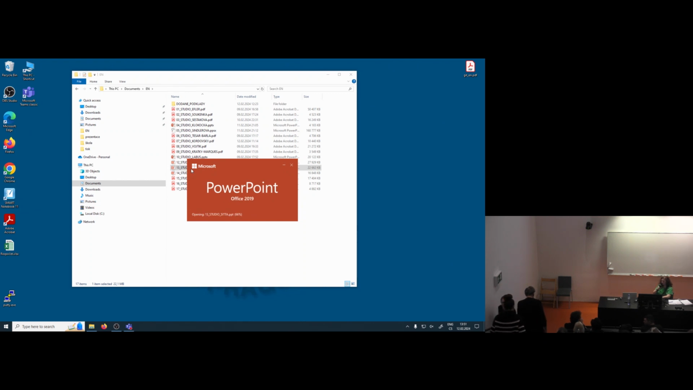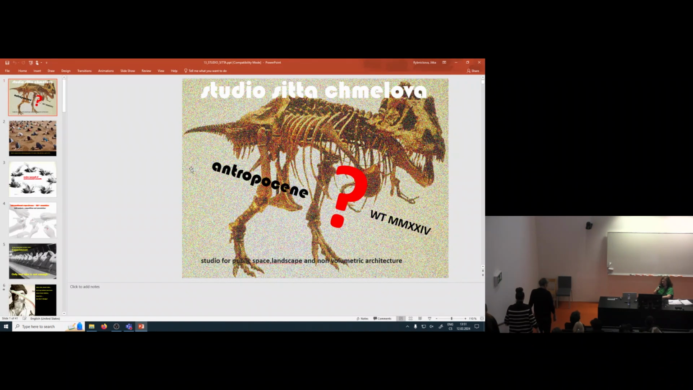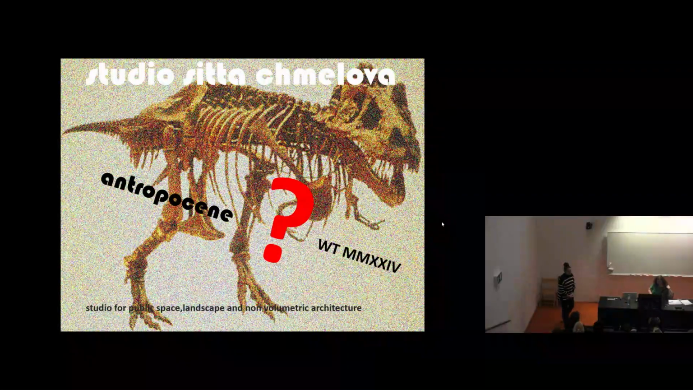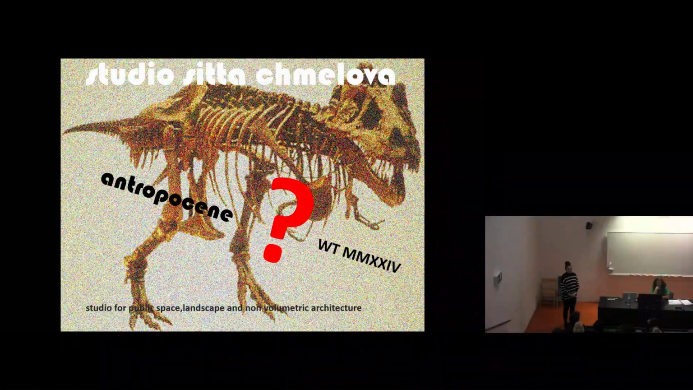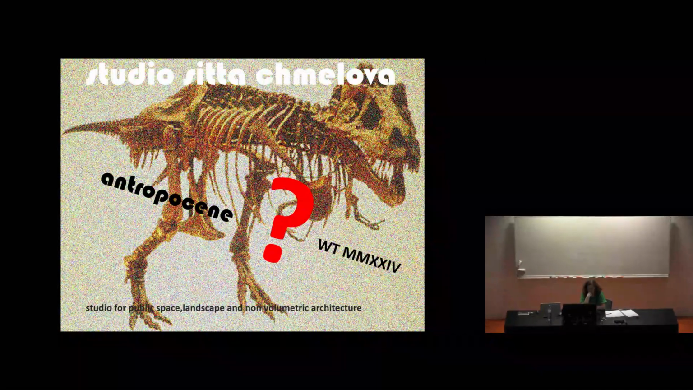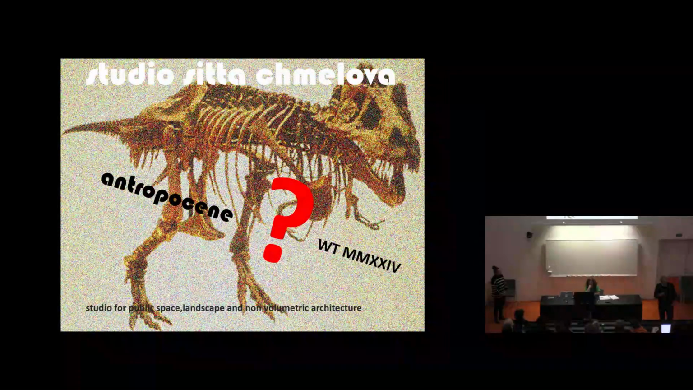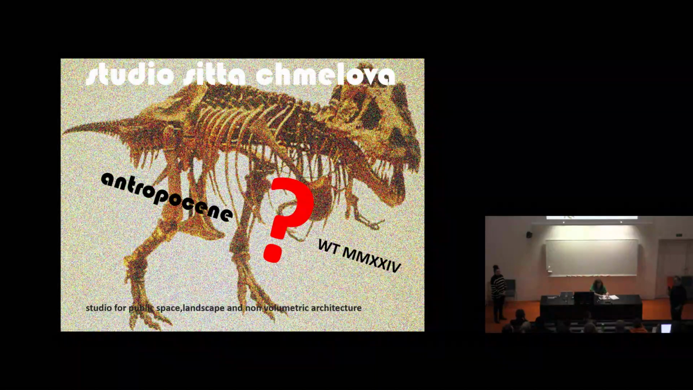Here's the studio of Sitta, Chmelová. Good afternoon, everybody. My name is Vladimír Sitta, and this is my assistant, Adela Chmelová. We got together in Prague. I hadn't known Adela until I came to Prague, because I spent most of my life not in this country, but in Australia, namely in Sydney.